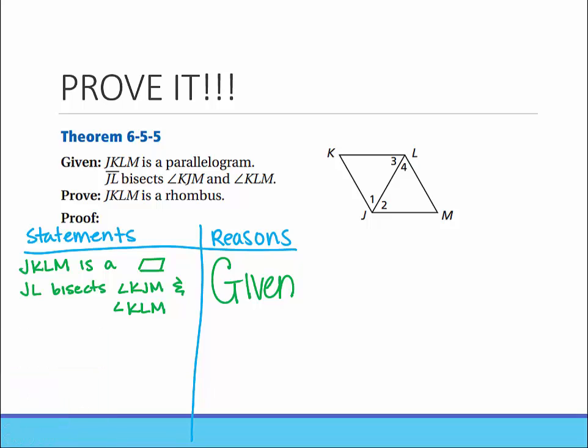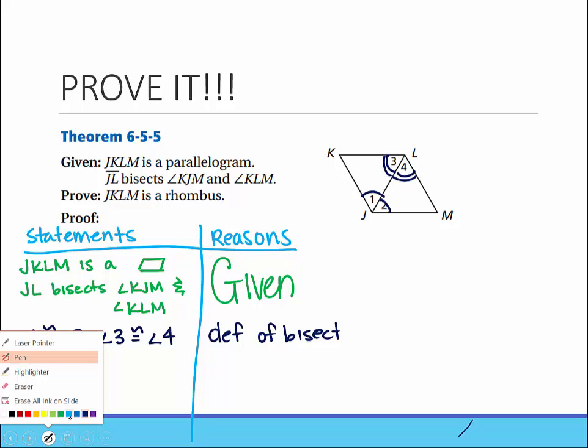Well, the whole bisect thing means that I have congruent angles. If JL cuts through angle KJM, this one right here, that means angle 1 has to be congruent to angle 2. And if it bisects this one up here, that means angle 3 has to be congruent to angle 4. And that's by the definition of an angle bisector.